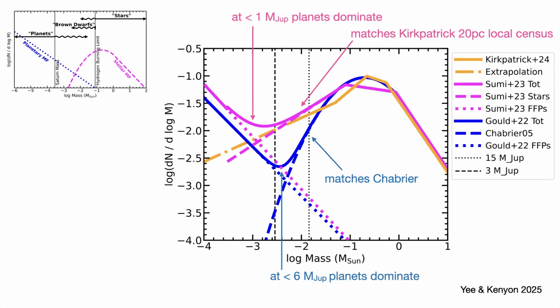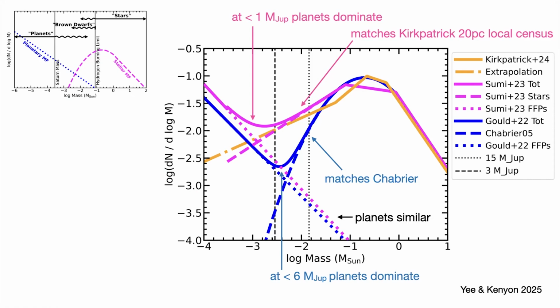The Gould result changes to planets at less than 6 Jupiter masses. It matches the Chabrier result up here. I assume you all will figure this out with Roman. I'm not worried about it. The key point here is that for both of these models, they've got a similar planetary mass function.